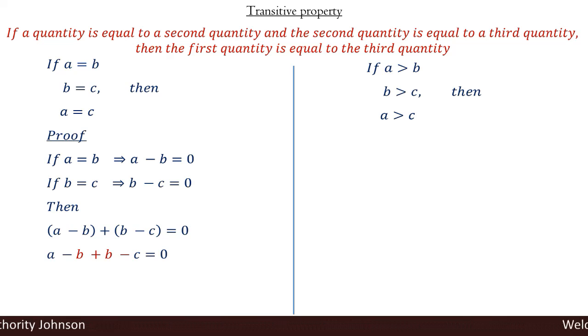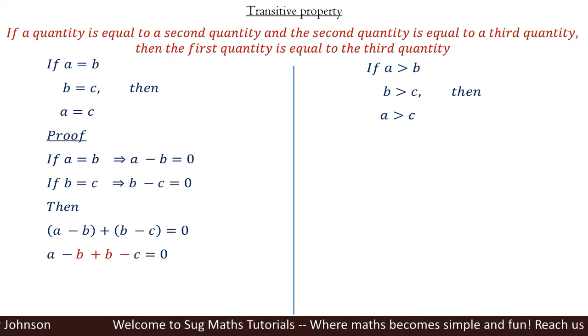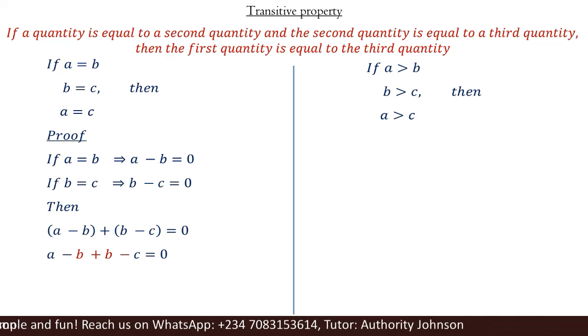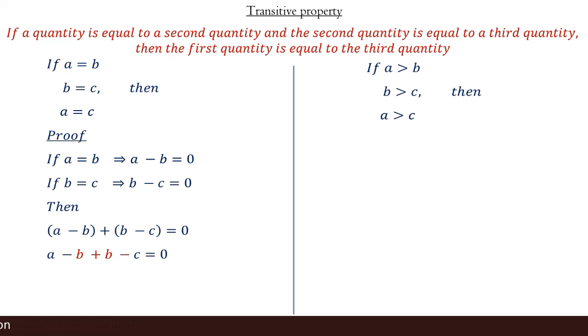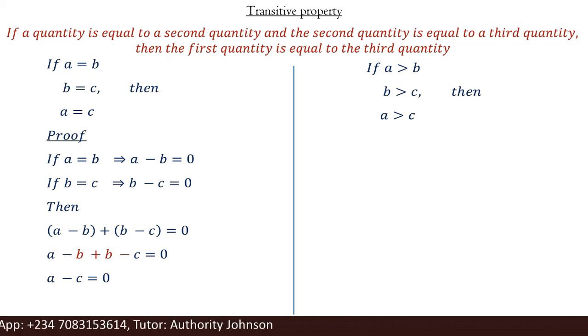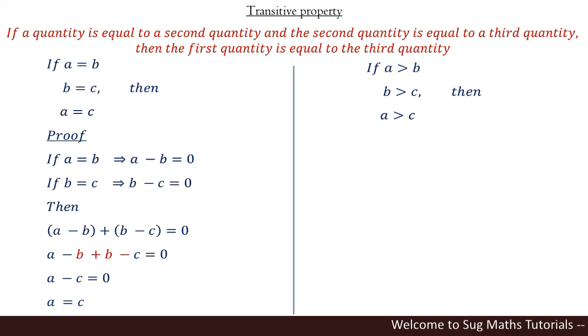Now let's open the bracket. We are going to have A minus B plus B minus C is equal to 0. Look at it. We have minus B plus B, which is 0. We have A minus C. Take C to the other side. We are going to have that A is equal to C.